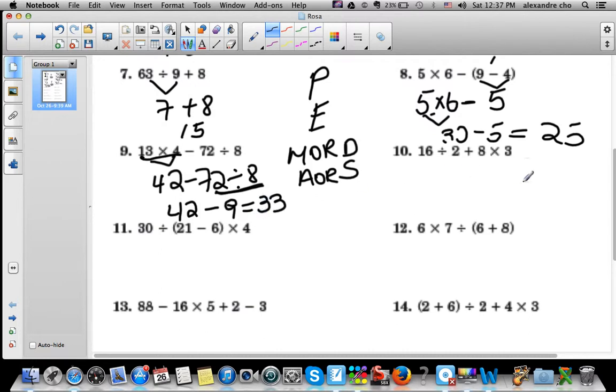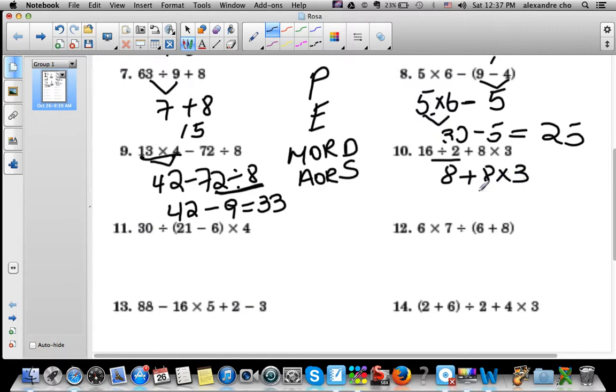Okay? Number 10: 16 divided by 2 plus 8 times 3. We do division. We'll take care of the division first. 16 divided by 2 is 8. Copy the rest: plus 8 times 3.